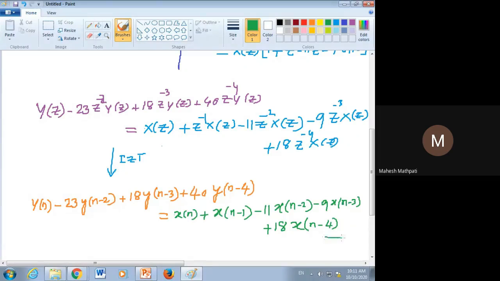ठीक है? Let us call it as equation 1. Now hope you can realize this in direct form 1 and direct form 2. कर सकते हैं अभी इसको?